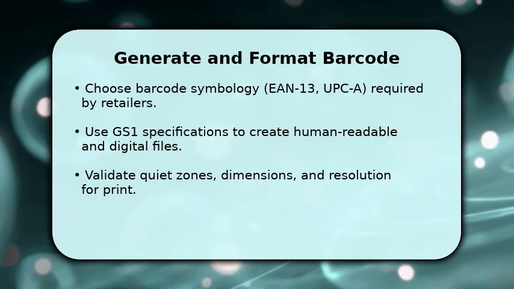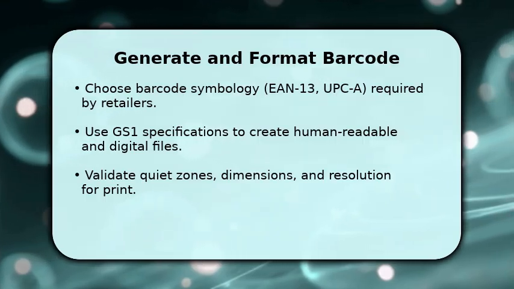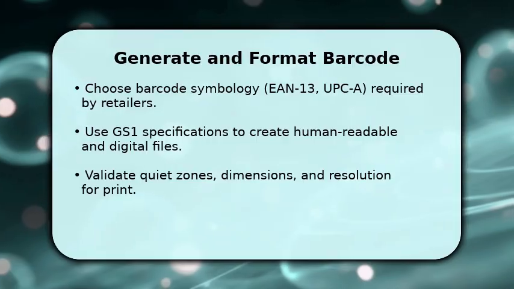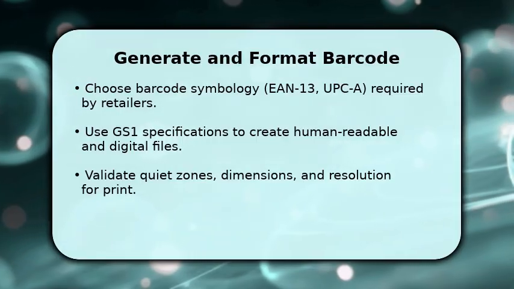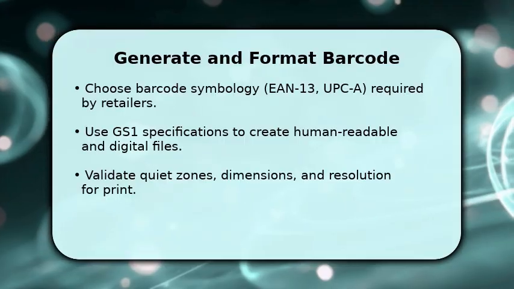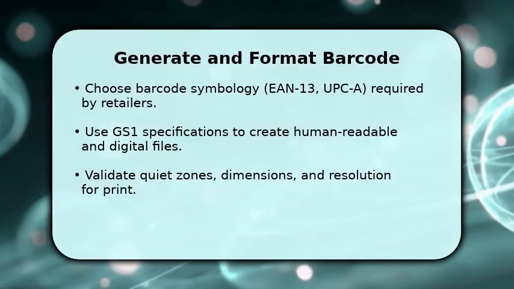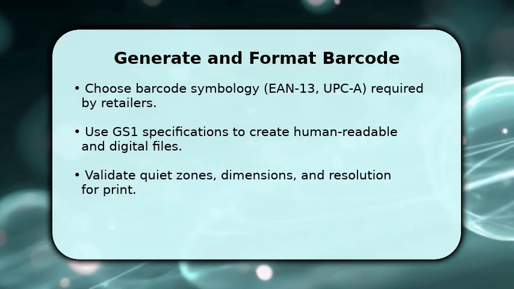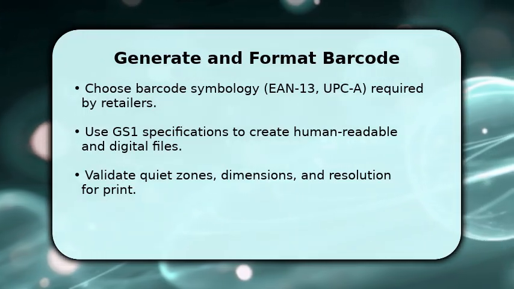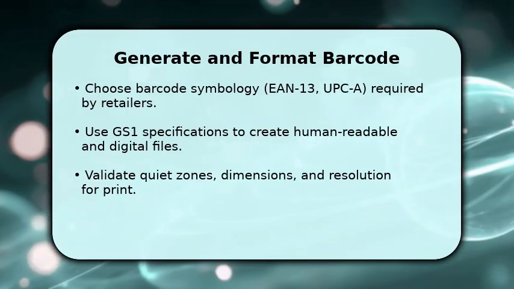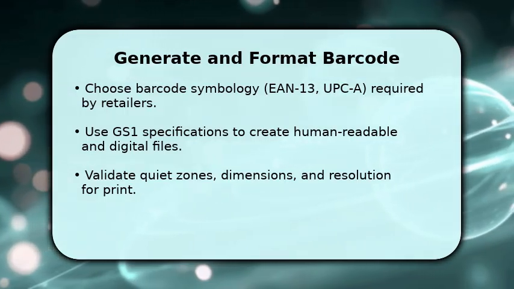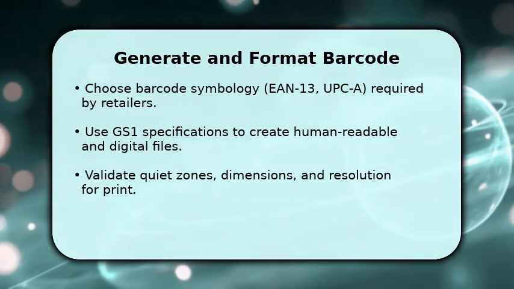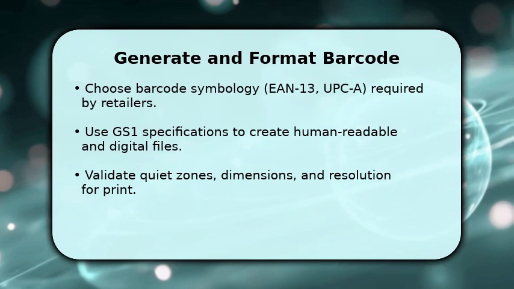Choose the symbology retailers require, UPCA for North America or EAN13 elsewhere, and follow GS1 specs for quiet zones and size. Use a trusted barcode generator or certified printing partner to export high-res EPS or PNG files. Once created, test scan in multiple apps to verify readability. If scans fail, adjust size, contrast, or file resolution before finalizing artwork.